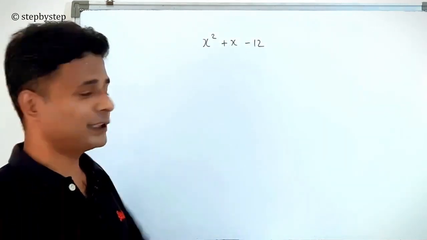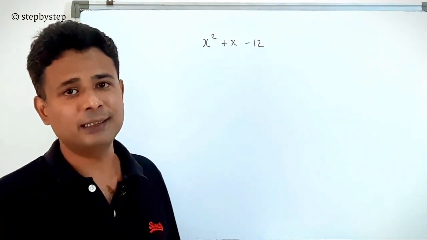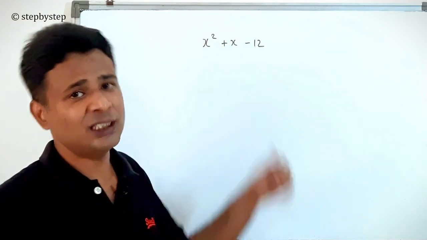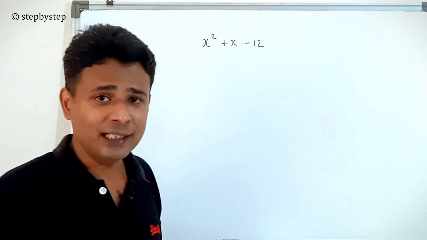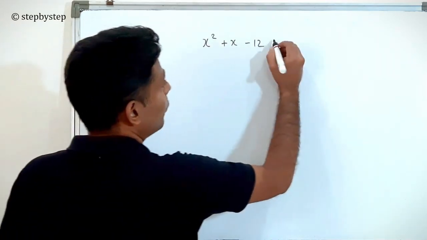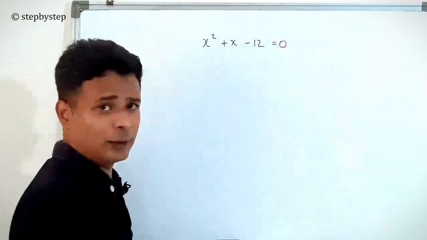Now this is another equation. We need to find zeros of this. What is the highest power of x? 2, which means there are two zeros, which means this is a quadratic equation. Again we'll split the middle term. So when I am finding zeros, I'll put equal to 0.